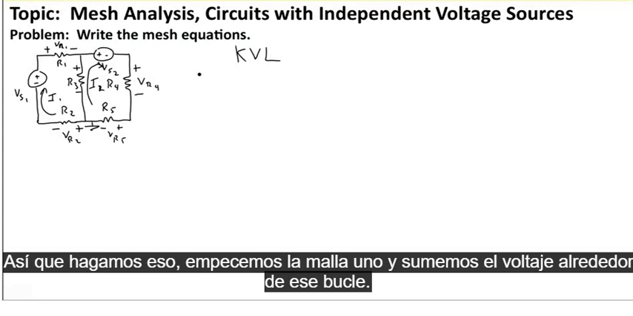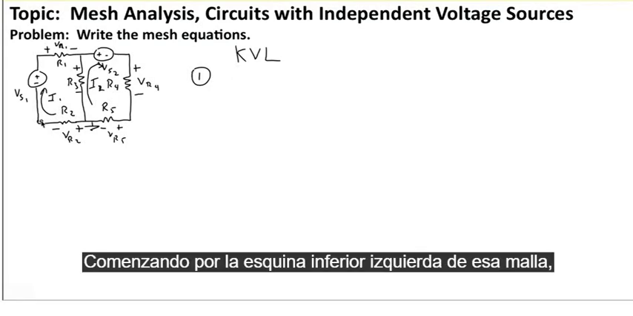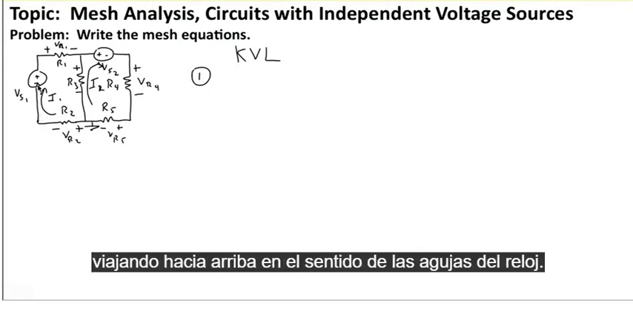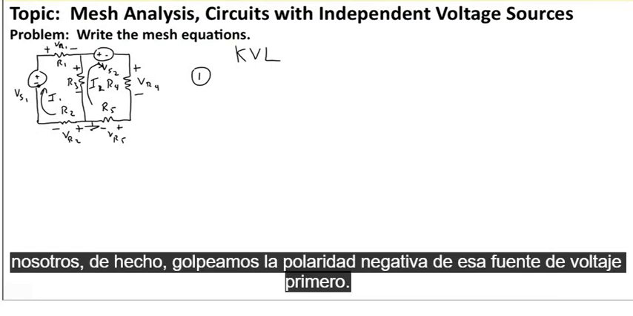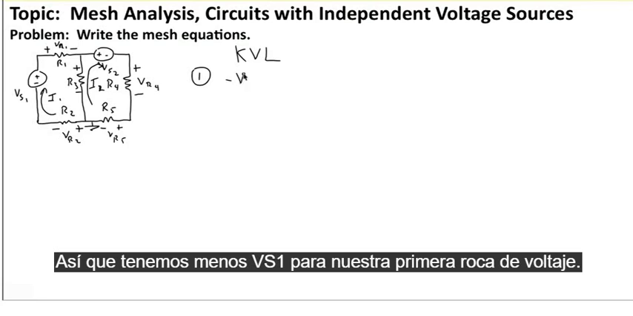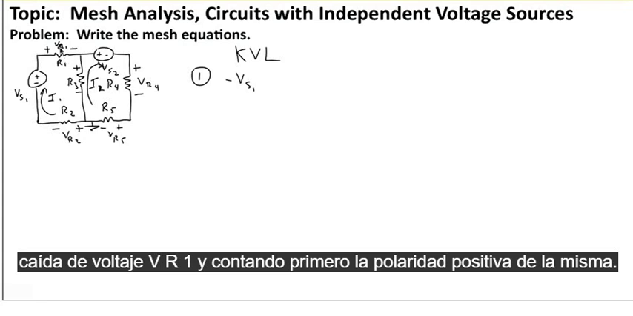Let's add up the voltage drops around that loop. Starting with the lower left-hand corner of the mesh and traveling upward in a clockwise direction, the first thing we come across is voltage source VS1. In fact, we hit the negative polarity of that voltage source first, so we have minus VS1 for our first voltage drop. We continue around that circuit and encounter resistor R1 with the voltage drop VR1, encountering the positive polarity of it first.